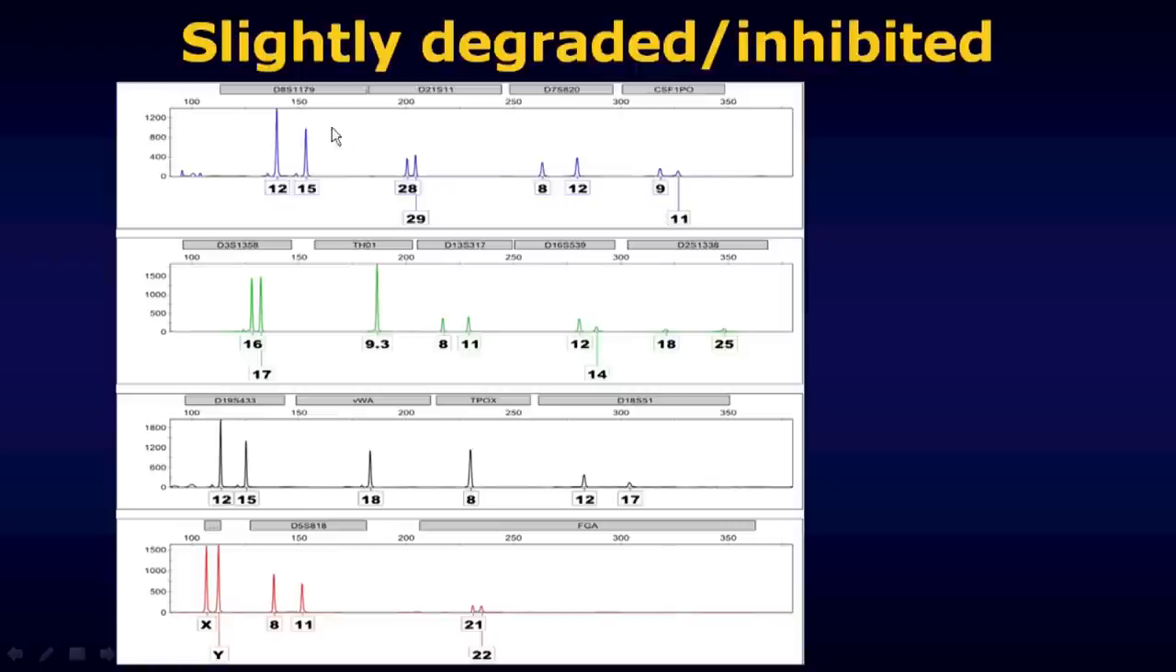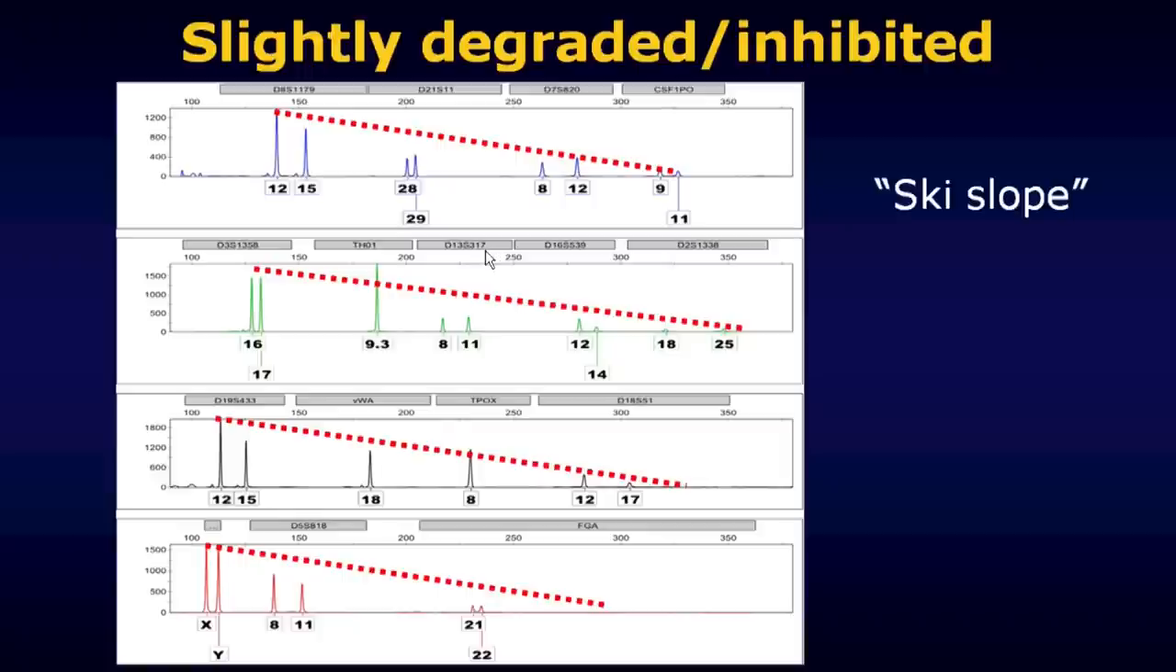and that decrease in height is progressive. As we move from left to right, the peaks seem to get smaller and smaller as we go. Instead of drawing a flat straight line to show the heights of the peaks on these electropherograms, now when we draw that line, you get this slant. You get what's often referred to by DNA analysts as a ski slope, where the peaks on the left side of the electropherogram are taller, as a rule, than the peaks on the right-hand side of the electropherogram.